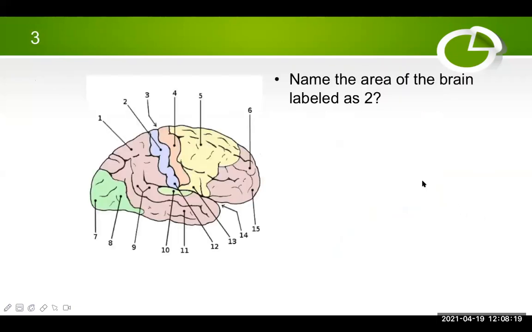Number 3, name the area of the brain which is labeled as 2 here. So please see very carefully and answer, okay? Many of the students make a mistake here. What is the name of that area?